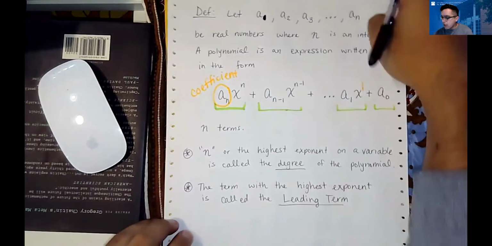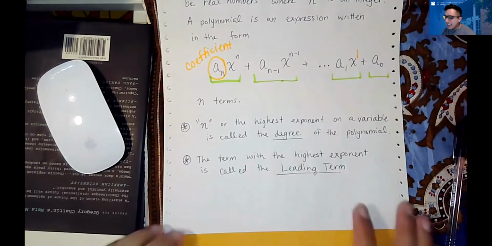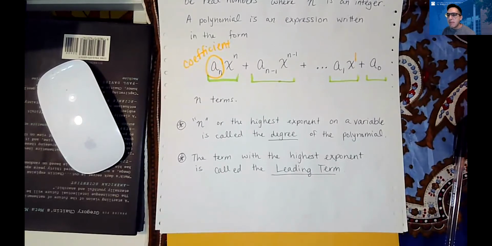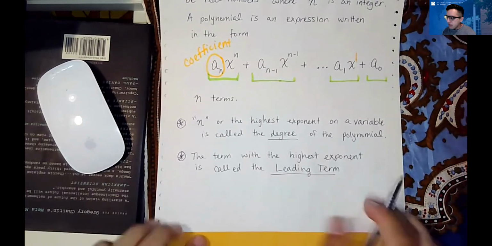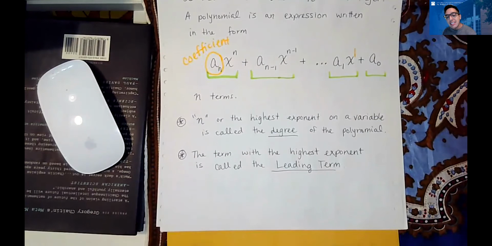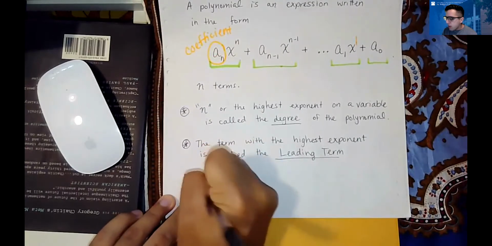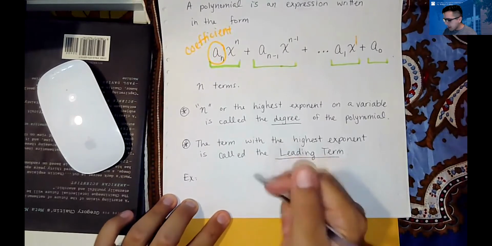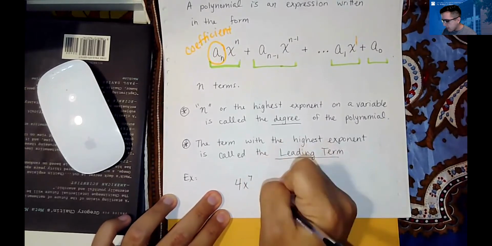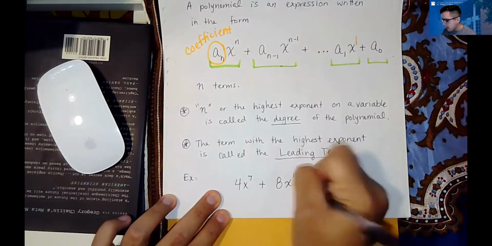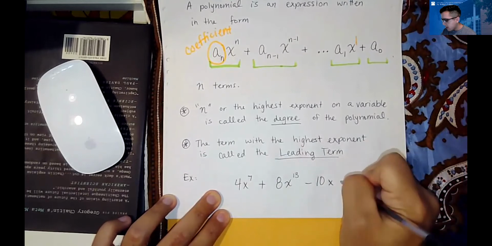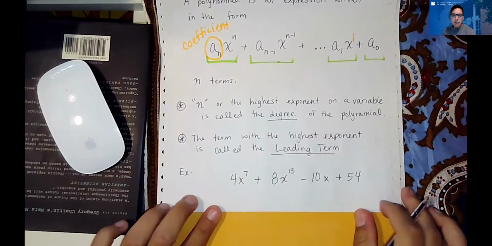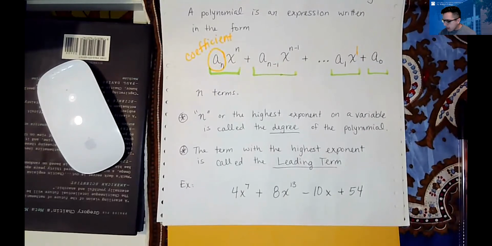And when we get to graphing polynomials, this will make sense: the leading term sort of leads the behavior, or controls the behavior, of the graph of the polynomial. And we also call the coefficient that's attached to the leading term the leading coefficient. So if I were to give you a polynomial, we should be able to determine its degree, what the leading term is, and what the leading coefficient is. So if I had something like 4x to the 7th plus 8x to the 13th minus 10x plus 54, just sort of randomly threw those terms together, can anybody tell me what is the degree of this polynomial?